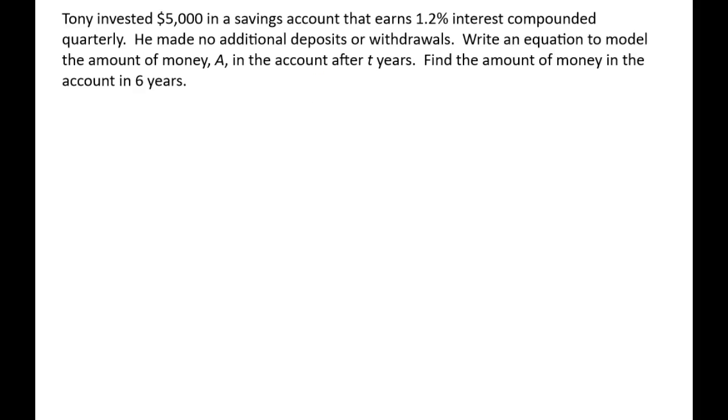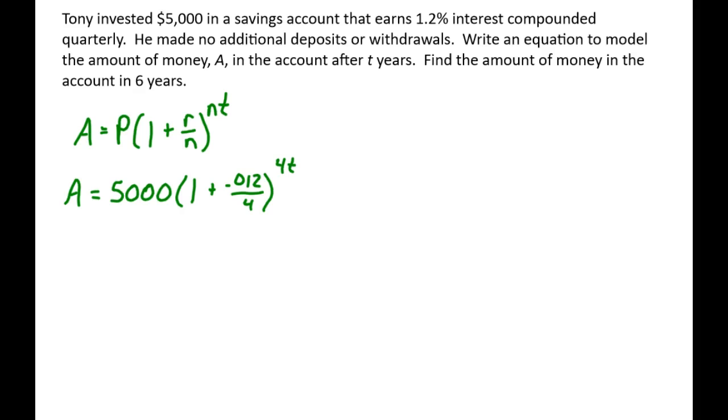And now to the final example. Tony invested $5,000 in a savings account that earns 1.2% interest compounded quarterly. He made no additional deposits or withdrawals. Write an equation to model the amount of money A in the account after t years. Find the amount of money in the account in 6 years.